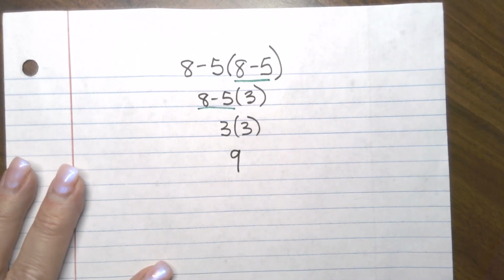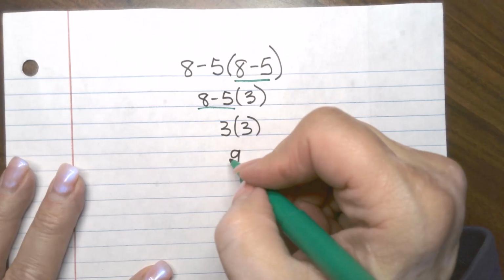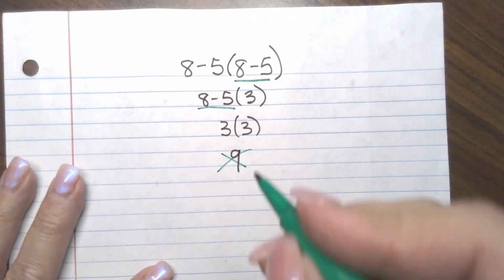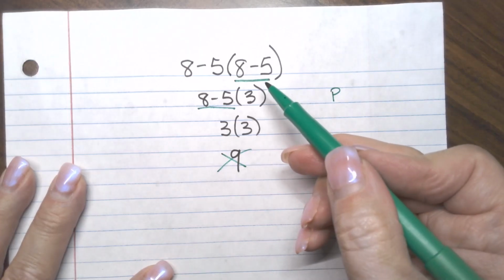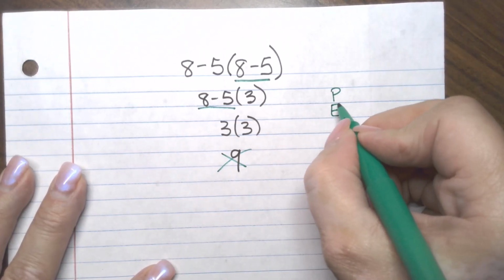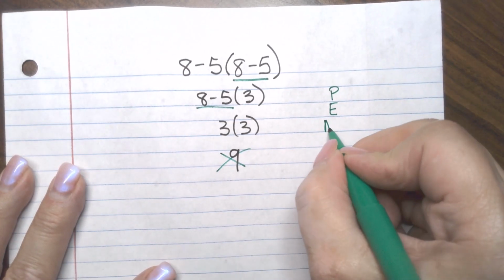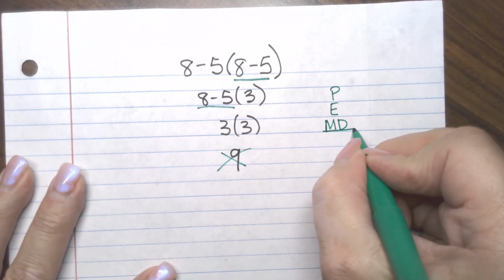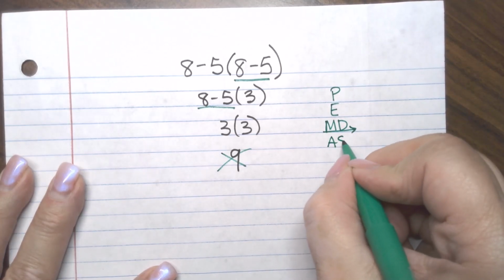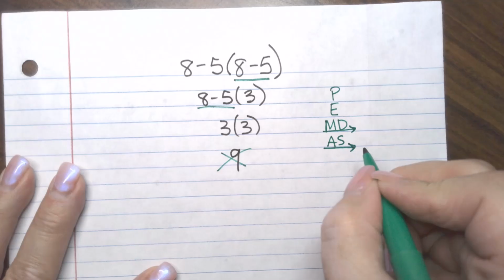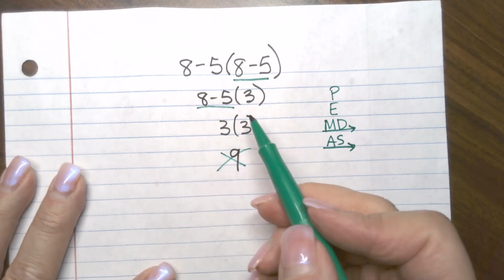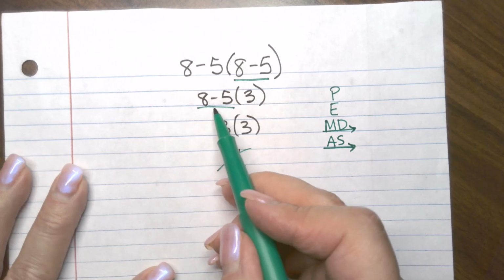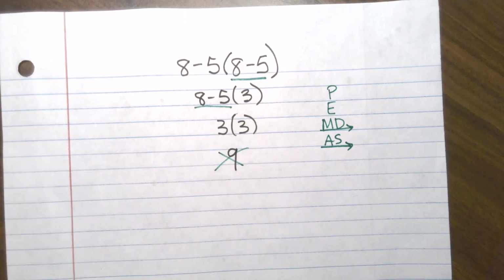Problem is that's wrong because they did not follow the order of operations. Reviewing, that's parentheses first, which is how they start. Exponents, doesn't matter, we don't have any. Multiply and divide in order from left to right before you do any adding or subtracting in order from left to right. And that was the mistake I made right here. This 5 times 3 should have happened before the 8 minus 5.